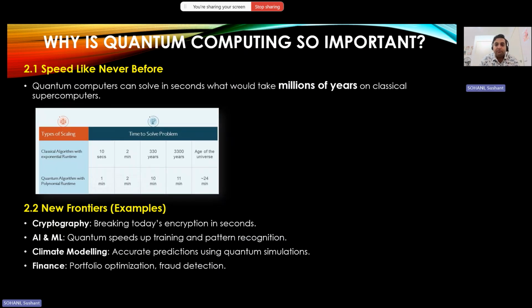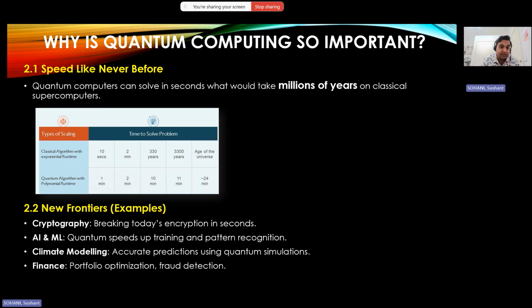So why is quantum computing so important? As we do more and more things simultaneously, speed increases like never before. It can solve in seconds what would have taken millions of years on classical computers. You can see the example of the scale I have shown here. On the left side, you see types of scaling: a classical algorithm with exponential runtime and a quantum algorithm with polynomial runtime.